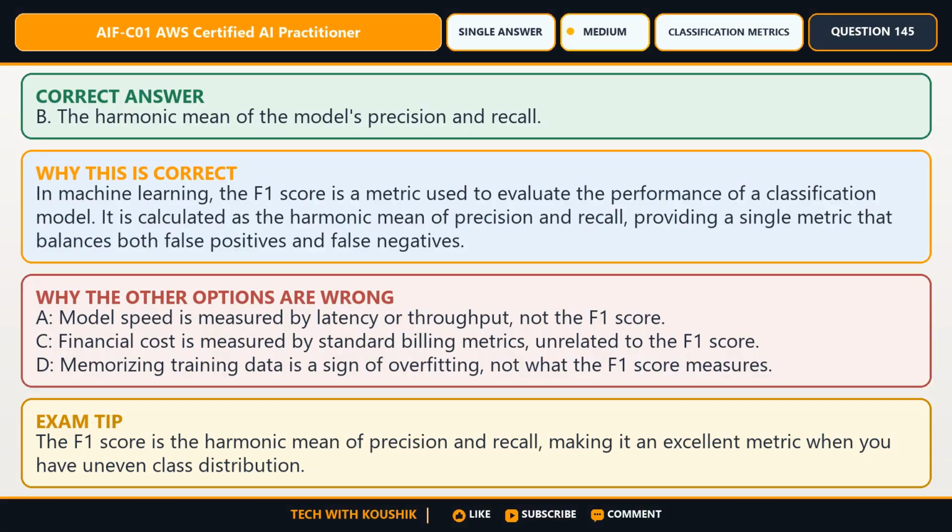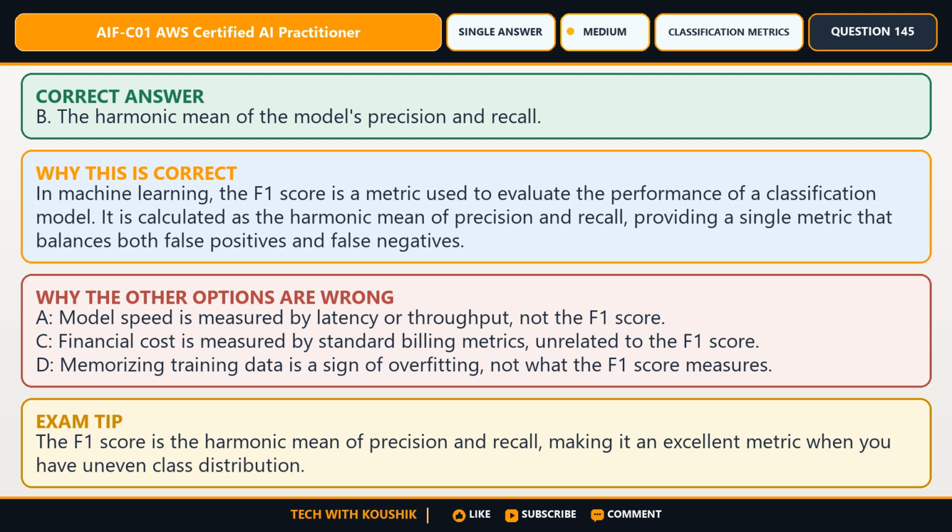The correct choice is B. The harmonic mean of the model's precision and recall. Here is the reasoning that confirms the answer. In machine learning, the F1 score is a metric used to evaluate the performance of a classification model. It is calculated as the harmonic mean of precision and recall, providing a single metric that balances both false positives and false negatives.